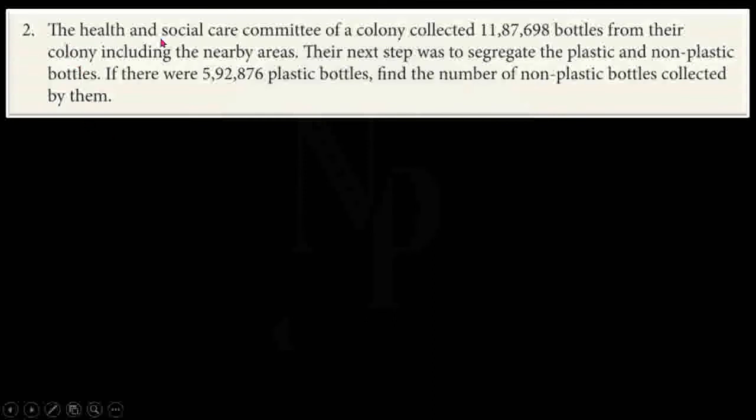The Health and Social Care Committee of a colony collected 11,87,698 bottles from their colony, including the nearby areas. Their next step was to segregate the plastic and non-plastic bottles. If there were 5,92,876 plastic bottles, find the number of non-plastic bottles collected by them. Here, the Health and Social Care Committee of a colony.